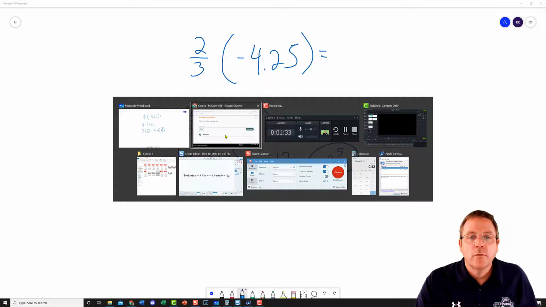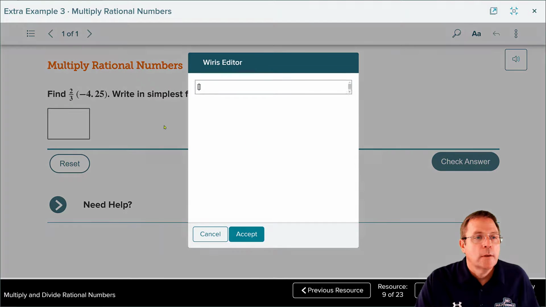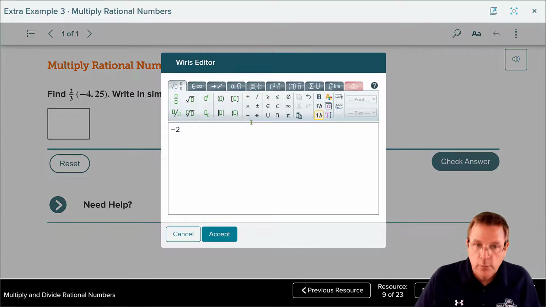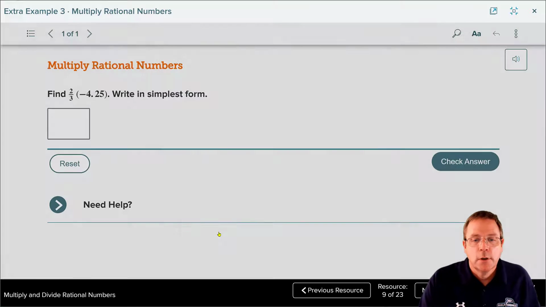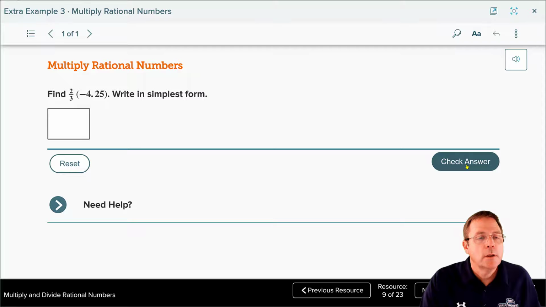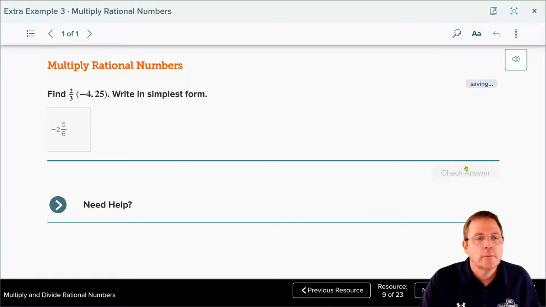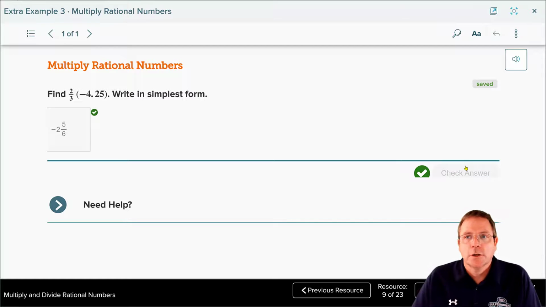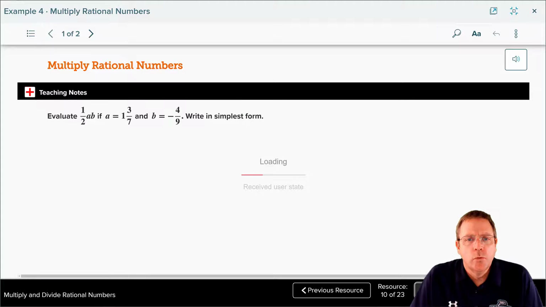We can go back over and check it. A negative 2 and 5 over 6, except, and come on computer, catch up. There it is. Check it. Our answer checks well. Easy math. Anybody can do this stuff. Ooh, shiny.